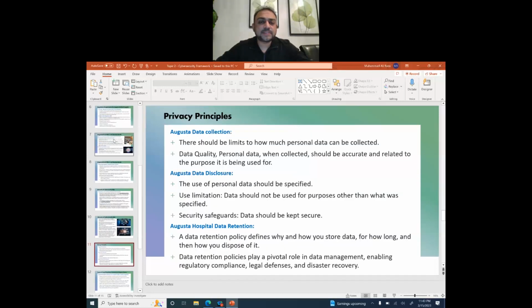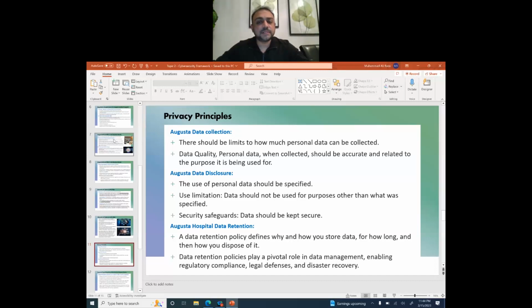The next one is the privacy principle. There are three parts: data collection, data disclosure, and data retention. When we are talking about the hospital system privacy principle, PHI information is one of the most important things. From the data collection perspective, there should be a limit to how much personal data we collect from the customer. And the data quality: personal data when collected should be accurate and related to the purpose it is being used for. It shouldn't be used for any extra purpose. Whatever the purpose, it is only used for that associated purpose.